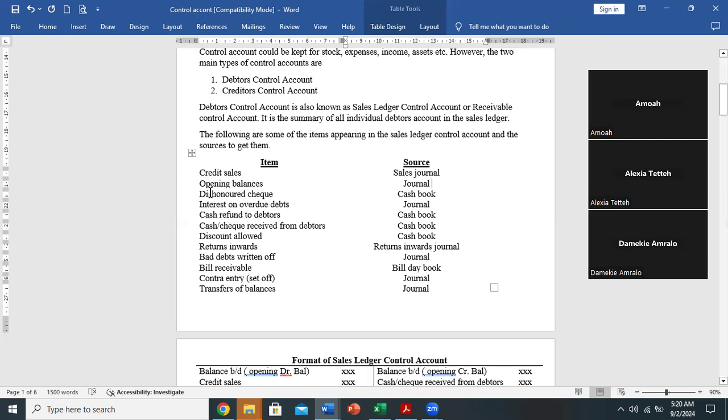Now the second one, dishonored check. I want my professors to share their opinion here. Dishonored check, what is it? And would it affect debtors positively or negatively?